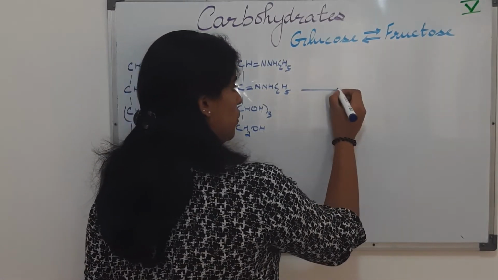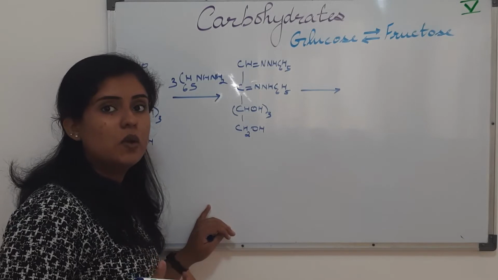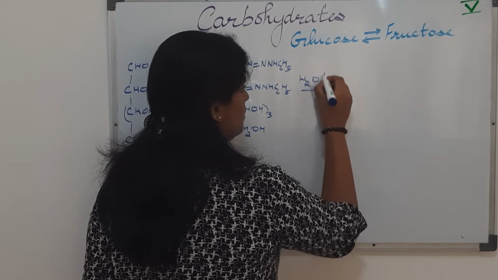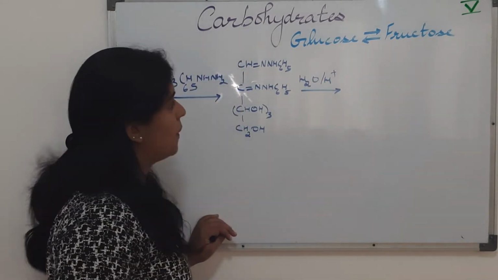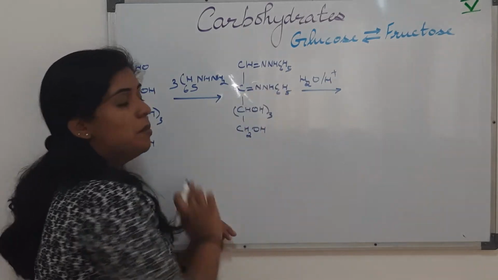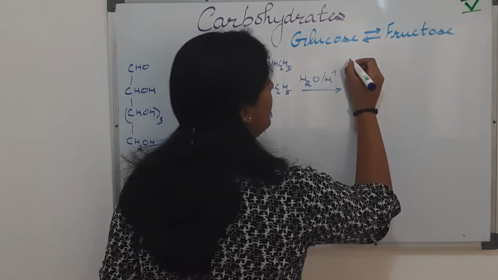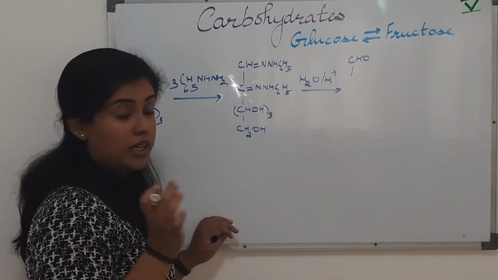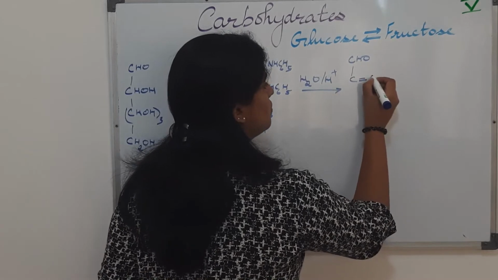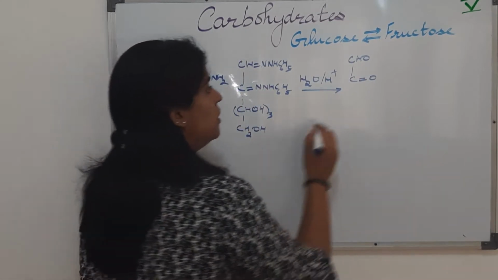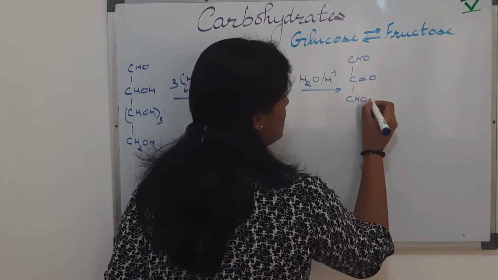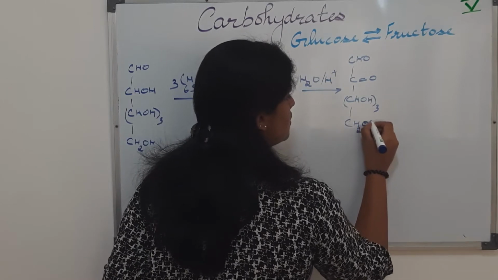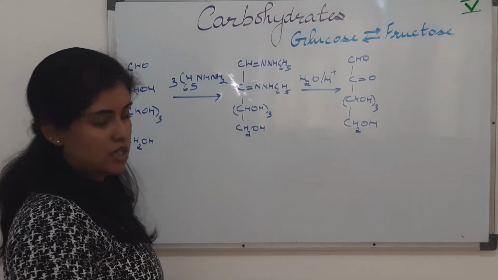And next thing that we do is we have to make this osazone undergo acidic hydrolysis. So for that, we treat this with H2O / acidic medium, so H+. So what happens is, the topmost part, the first carbon, gets converted to aldehyde, that is CHO. And the second carbon, the double bonded carbon, that gets converted to ketone. And the third and the fourth group, they remain the same, that is CHOH 3 times and CH2OH. These remain the same.